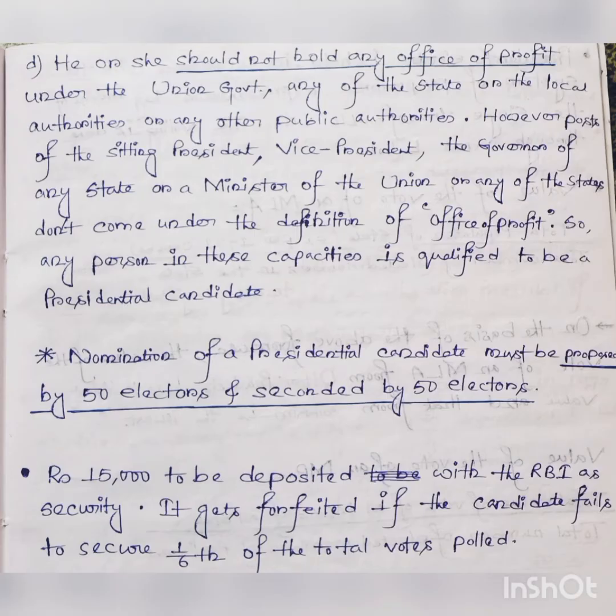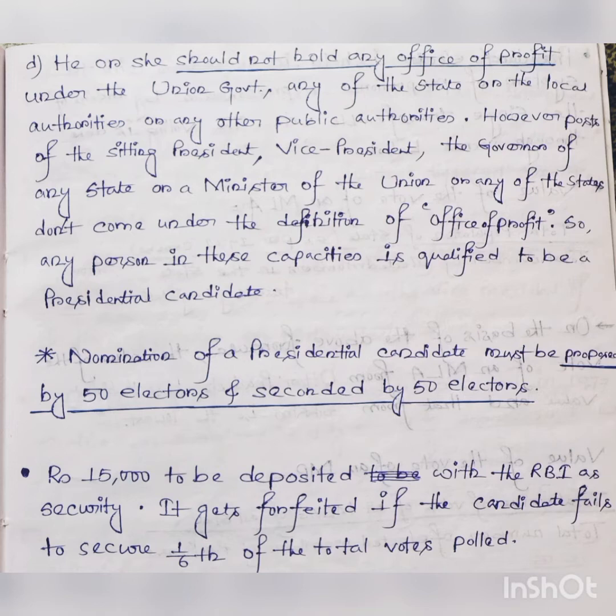Number 4, he or she should not hold any office of profit under the Union government, any of the state governments, the local authorities or any other public authorities. However, the posts of the sitting President, Vice President, the Governor of any state or a minister of the Union or any of the states don't come under the definition of office of profit. So, any person in these capacities is qualified to be a presidential candidate.